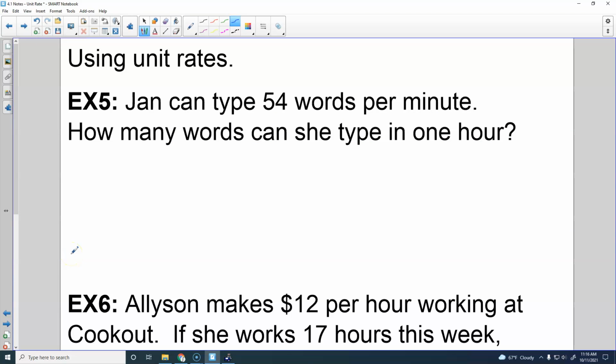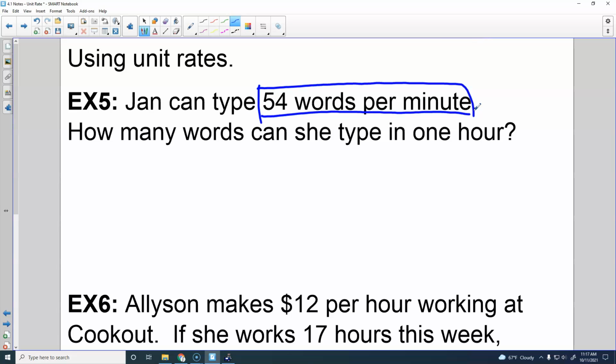All right. Okay, now let's look at what we can do to use unit rates for things. In this instance, Jan can type 54 words per minute. How many words can she type in an hour? So this is a unit rate that we have here. She can type 54 words per minute.